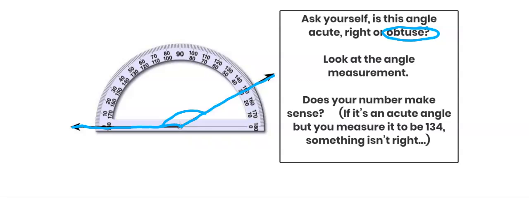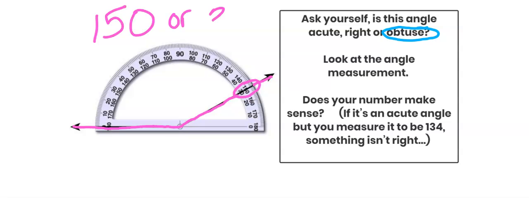Second thing we're going to do is look at the angle measurement. When we measure an angle, you need to first make sure that one of the lines is straight across the bottom. And then we're going to look at where the second line goes. So we can see that this line falls on 150 and 30. So it's either going to be 150 or 30 degrees.